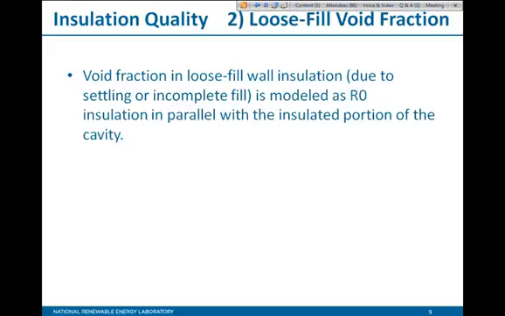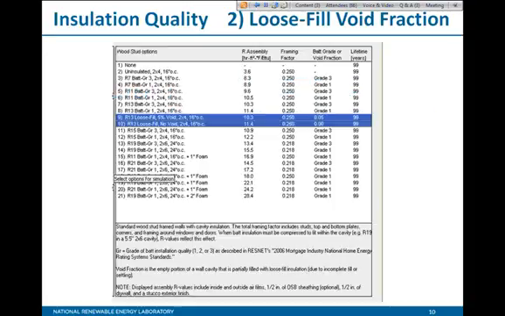So for void fraction, we model that portion of the wall as R0 insulation. In other words, it's an empty cavity with just the resistance of the air gap in parallel with the insulated portion of the cavity. So the two options that I've highlighted are R13 loose fill, and one is with 5% void and the other one is with no void. And if you look in the next column at the assembly R factor, it makes a difference of about R1 there, so you get an idea of about how much difference that makes.